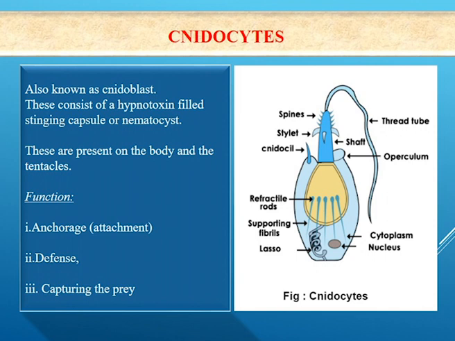The tentacles have a number of cnidocytes. And the functions of cnidocytes are anchorage, attaching, defense and capturing the prey. So these are the primary functions of cnidocytes. As we know, these are present in tentacles, serving the function of capturing the prey or attaching firmly to the surface, and also helping the organism defend against harmful organisms.